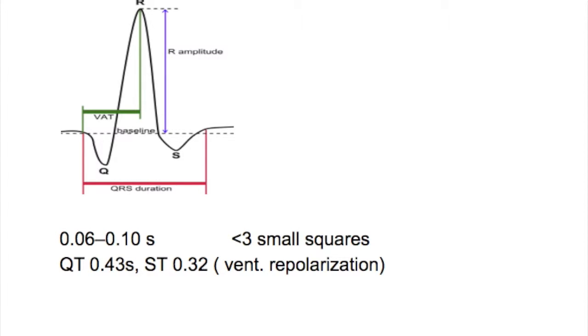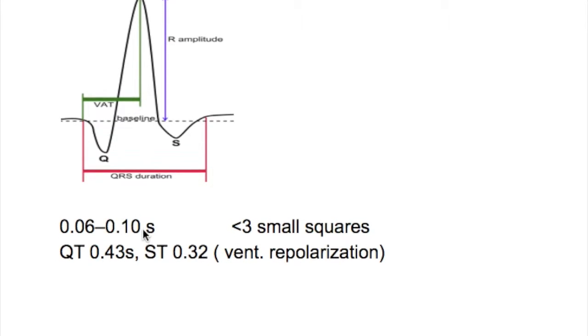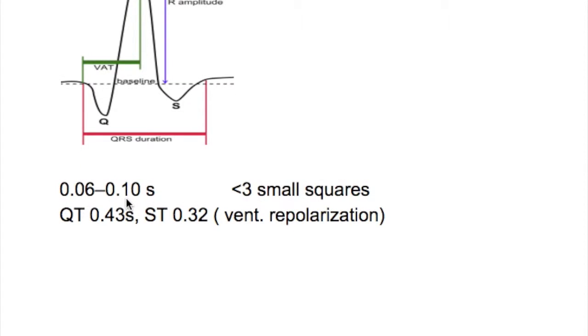So now we've done the discussion on ECG leads, axis, cardiac axis, the bundle branch block, and the right and left ventricular hypertrophy. Now we proceed on to the QRS complex. What's QRS? QRS is the ventricular depolarization. And what's the duration? It's 0.06 to 0.1 seconds or less than 3 small squares. 1 small square is 0.04 seconds.